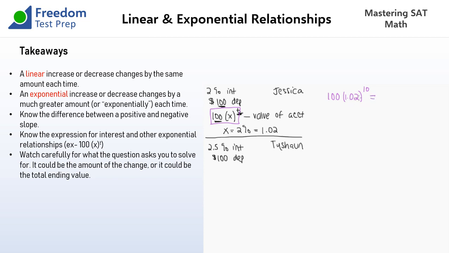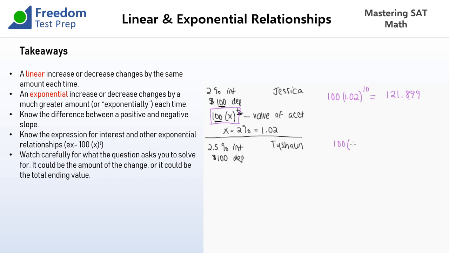If you work this all out, and this is the calculator section, so you can use that, you would get 121.899. I'm bringing the decimals out to the third place, because then we're going to round it down to dollars and cents, and we want 2 places for the cents. Okay, so that's that. And then we do the same thing with Tyshawn.